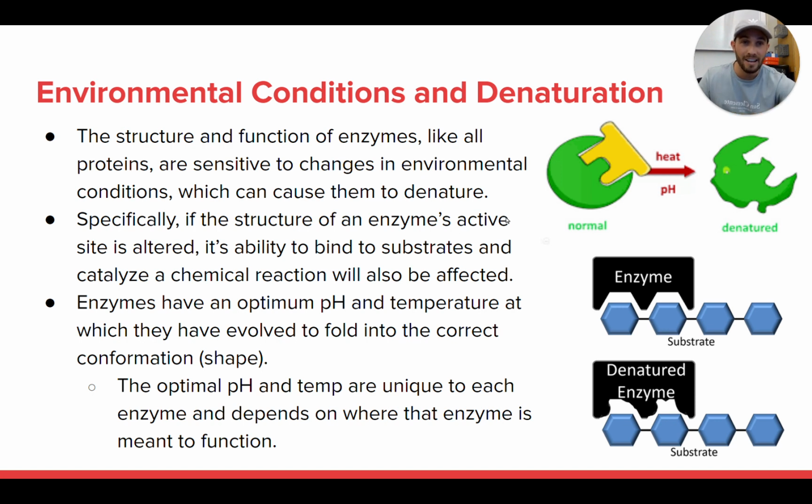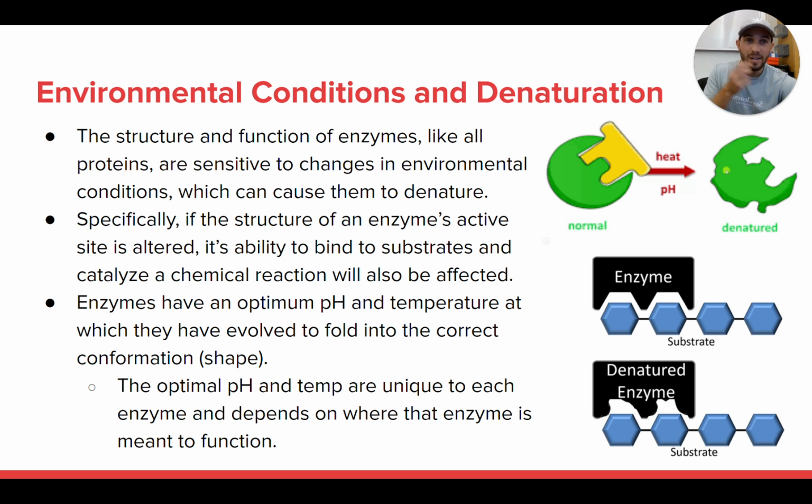Specifically, it's the active site that becomes really important. If this active site, this location where the substrate is supposed to bind, gets messed up because of the environmental conditions changing and the protein being denatured, well, then that's definitely going to affect its ability to catalyze the reaction. And you're going to see the activity of this enzyme and the speed of this reaction decreasing a lot when that's happening. So that's another thing that can happen to enzymes, affecting their activity in cells.